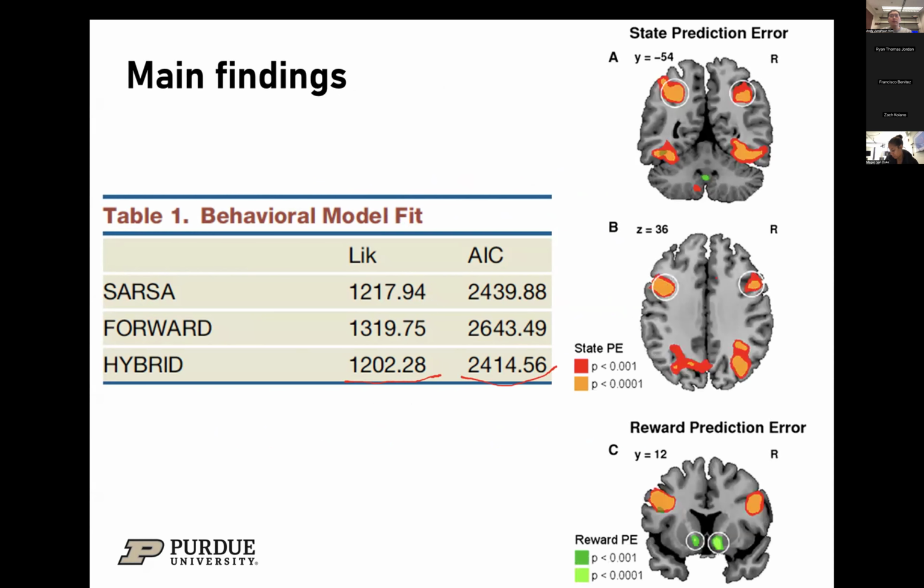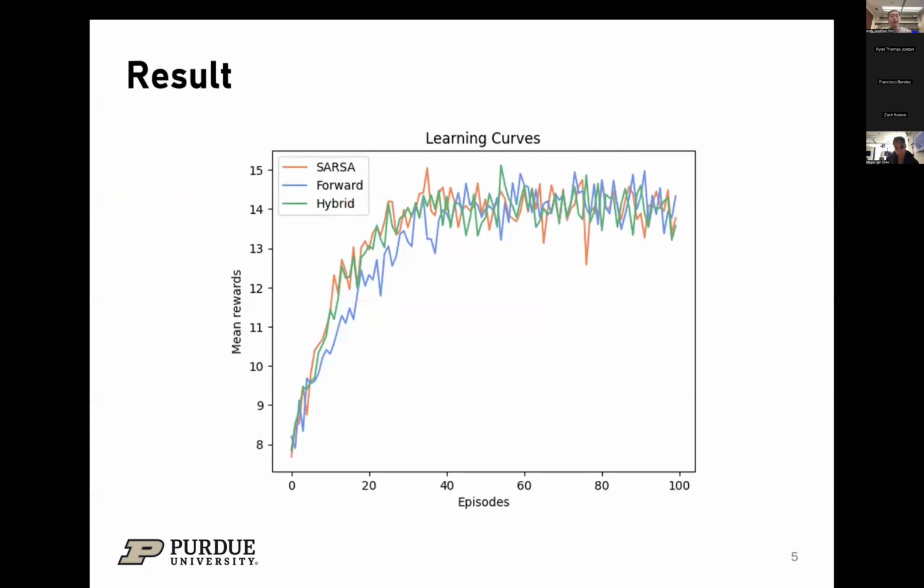Second, fMRI results revealed that the brain regions associated with both reward prediction error and state prediction error computations were simultaneously active during the task. So this suggests that humans actually rely on a hybrid strategy that integrates both model-free and model-based learning. So this brings me back to my research question. If humans use the hybrid model, does it also learn best when implemented as an artificial agent?